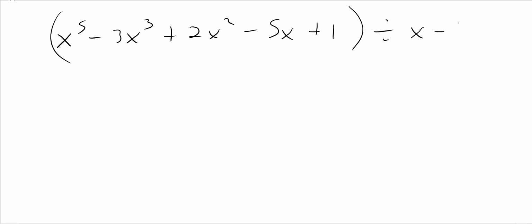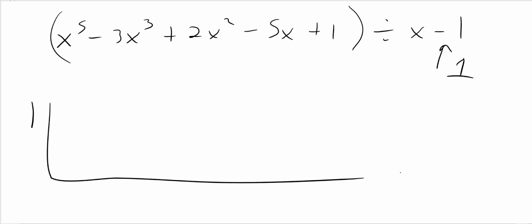So let's see. x to the 5th minus 3x to the 3rd plus 2x squared minus 5x plus 1. That's kind of a nasty one, divided by x minus 1. Okay, so we're going to do the opposite of this, which is 1. So 1, and then do my L. So x to the 5th, it's just going to be 1. There's no x to the 4th, so it's 0. There's x cubed, which is negative 3. There's x squared, which is 2. Negative 5x is negative 5, and a 1, which is 1. Okay? Pretty easy. And then we just start doing it.